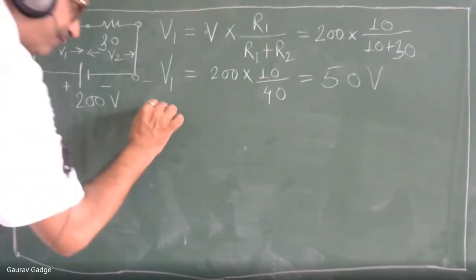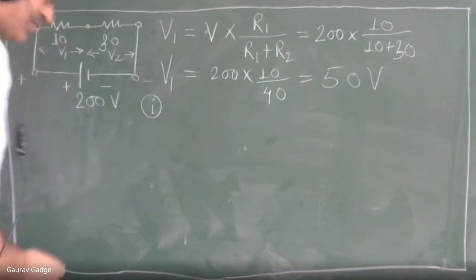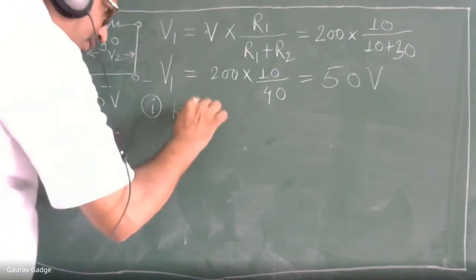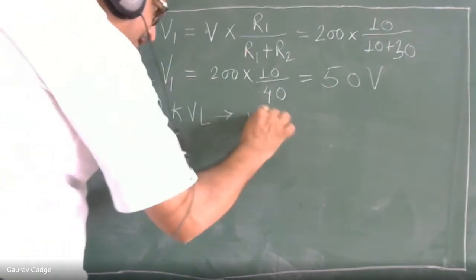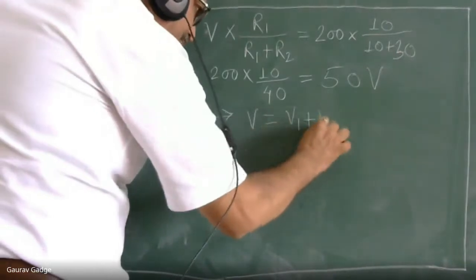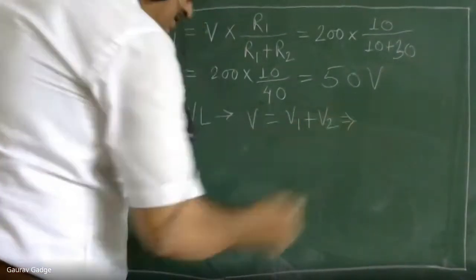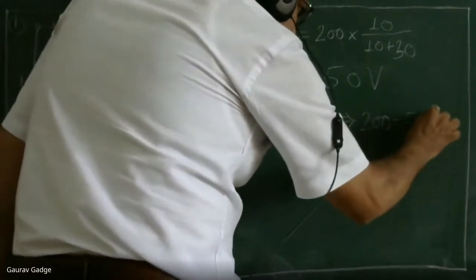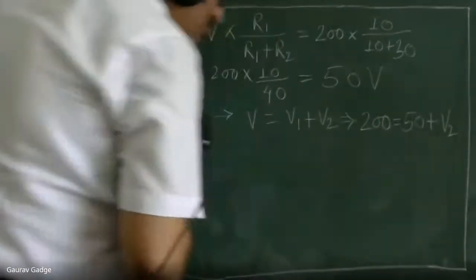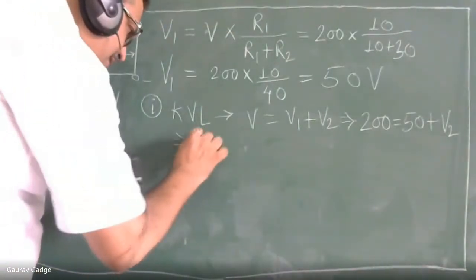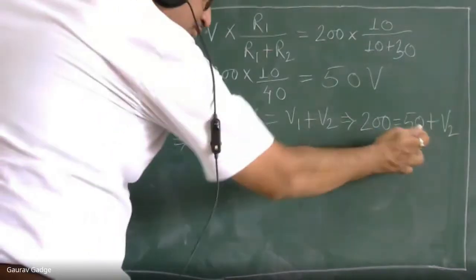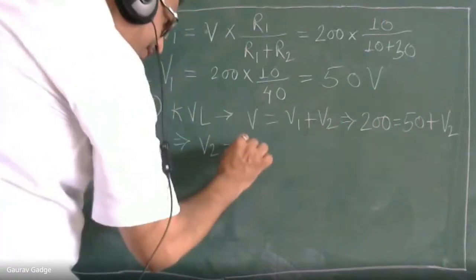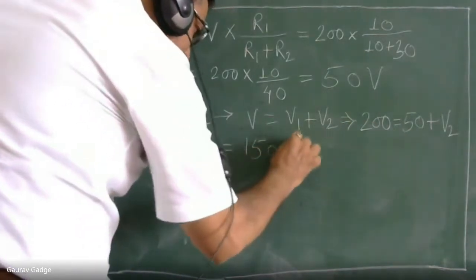Now to get the value of V2, there are simple steps. The first way of getting that is by applying KVL, and what KVL says, the total voltage V is equal to V1 plus V2. Now the value of V is 200 volt, the value of V1 is 50 volt, and the value of V2 is to be calculated. So implies V2 is equal to, now we just do the position change. So you get 200 minus 50 gives you 150 volts.